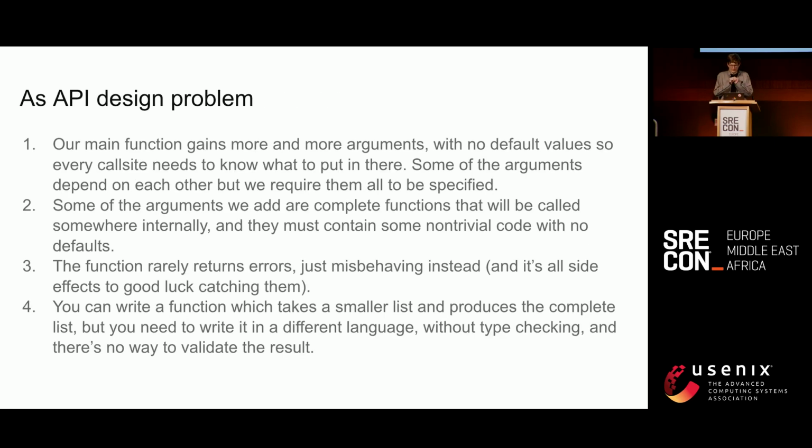One way I'd like to look at this problem is as an API design problem. Let's imagine that our main program is like a main function. Our base program is a main function. And our config is arguments. And we just add more arguments. And then some of the arguments, as I already said, start depending on each other. Then we start passing functions as arguments to be called. And also the function that we deal with rarely returns proper errors. It just throws something in the air. So how would you deal with this if it is an API design problem? How do you fix it?